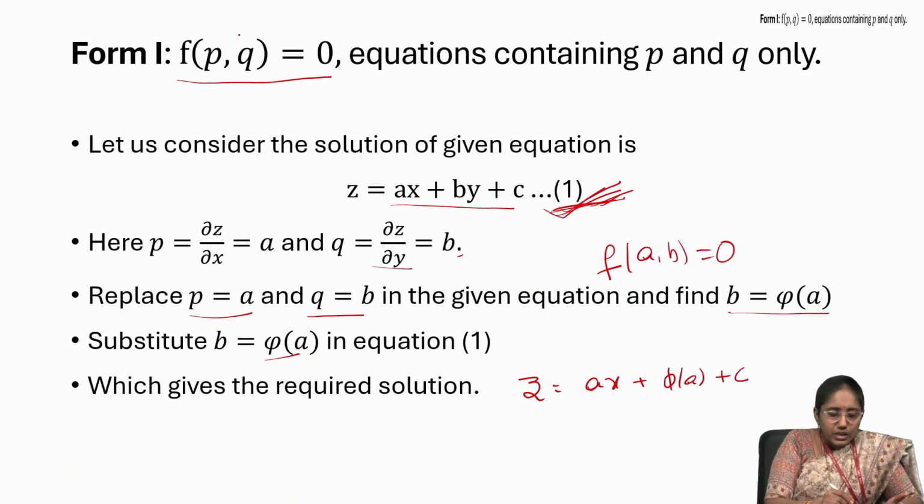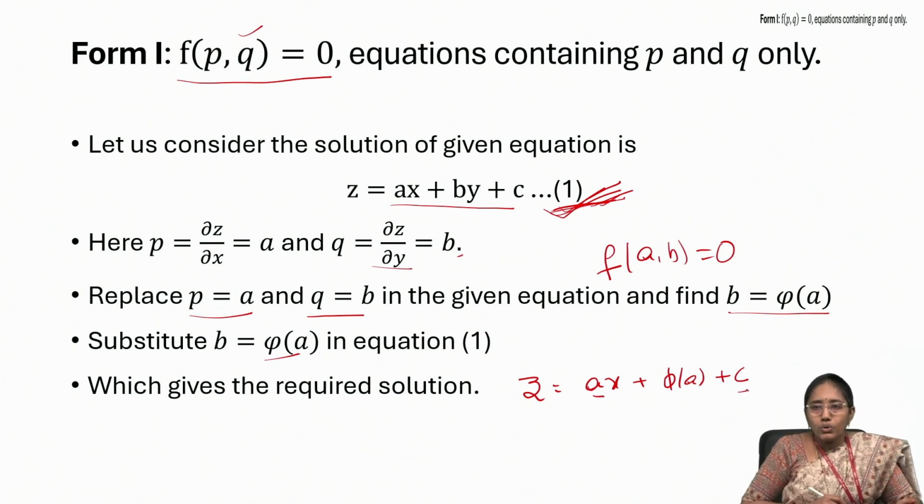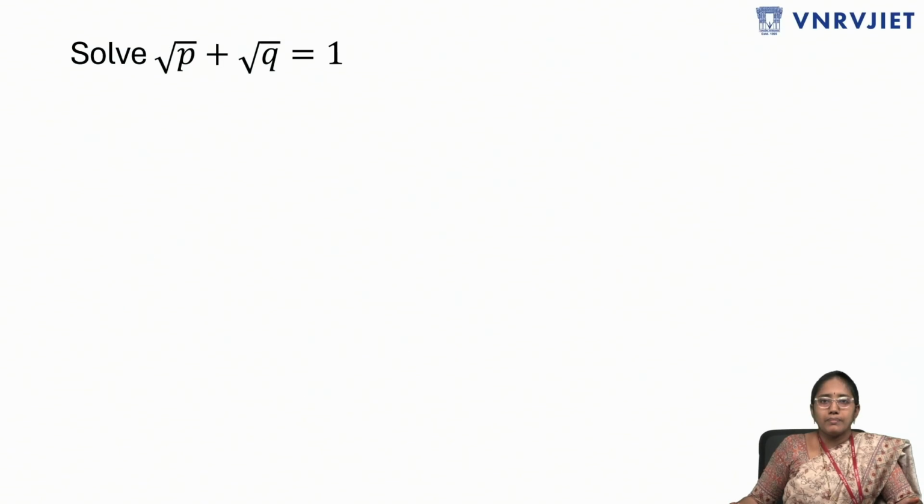Because here the differential equation is of first order. Its degree is higher but the order is 1. So a first order differential equation is obtained from the relation having two arbitrary constants. Here a and c are the two arbitrary constants.